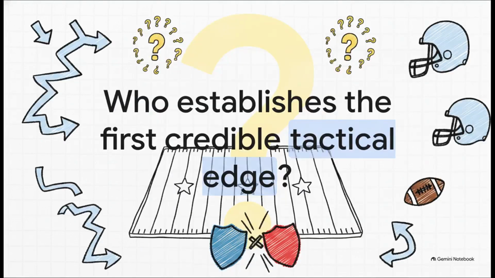So, as we wrap up this explainer, I want to leave you with one final provocative thought to take with you into the broadcast. When the ball is finally kicked off, which team will establish the first credible tactical edge by creating manageable second downs while simultaneously preventing pressure-driven negative plays? Apply this conditional blueprint live, watch the line of scrimmage, and the true trajectory of the game will reveal itself long before the final whistle.